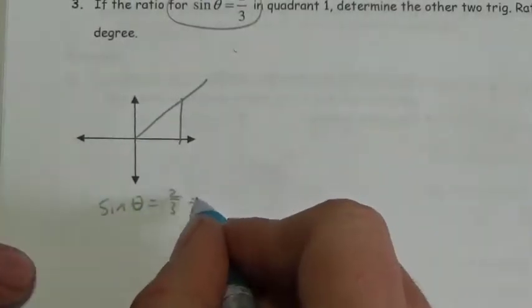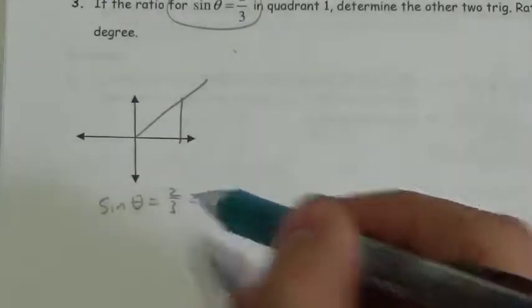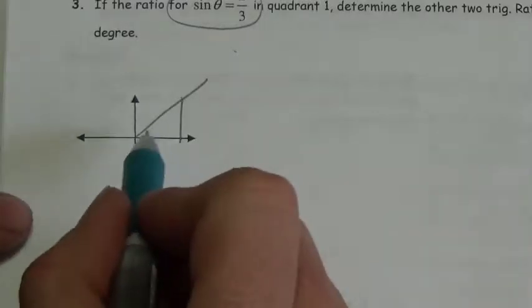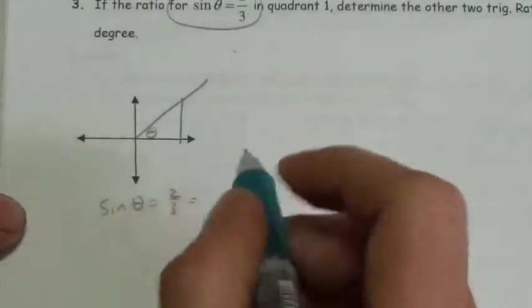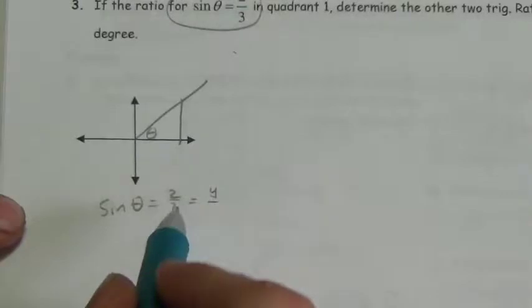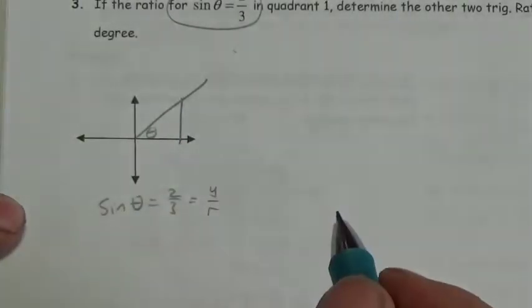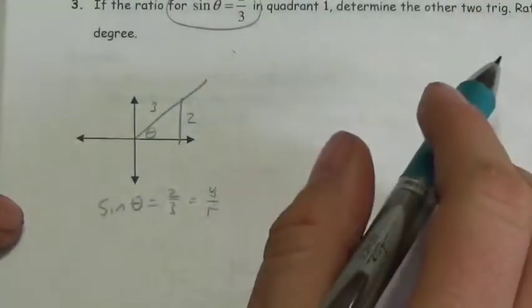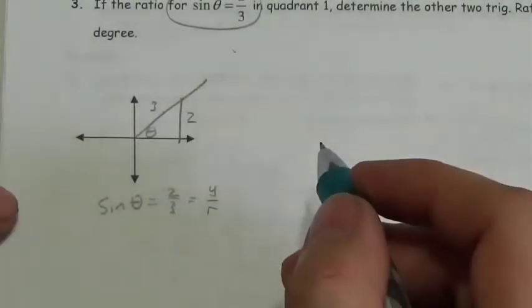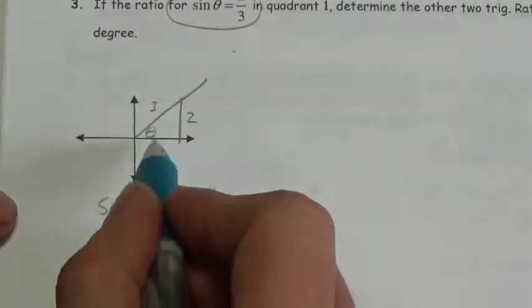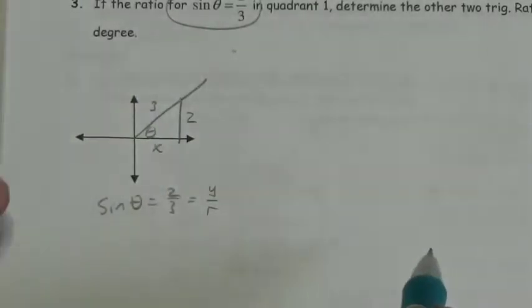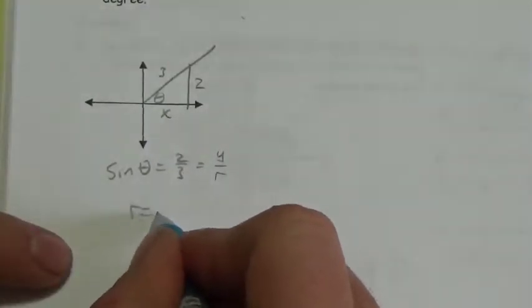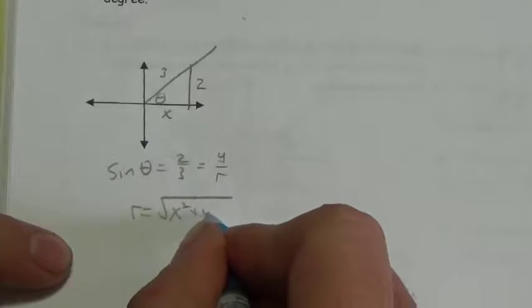Now think back to the definition. Sine is going to be opposite over hypotenuse, but we're changing gears a little bit. Opposite, that's going to be the y-coordinate, so 2's got to be the y-coordinate, and 3 has got to be the r, the hypotenuse. So this is going to be 2 and 3. Now the question is asking me to come up with the other two trig ratios, the cosine and tangent there. Well, what I need is x. So based on the information that I've got here, I know that r is supposed to be the square root of x squared plus y squared.